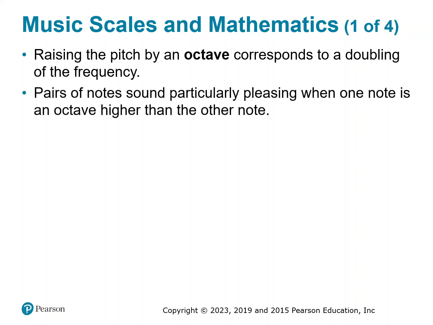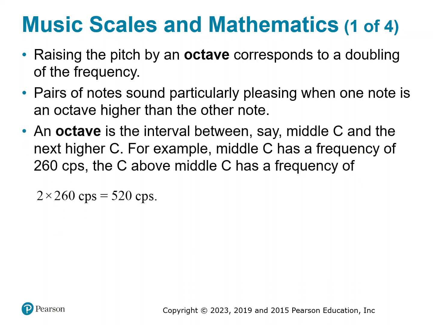Pairs of notes sound particularly pleasing when one note is an octave higher than another note. An octave is the interval between, so you can start anywhere, but let's just start at middle C and the next higher C. For example, middle C has a frequency of 260 cycles per second, and the C above middle C is double that, which is 520 cycles per second.